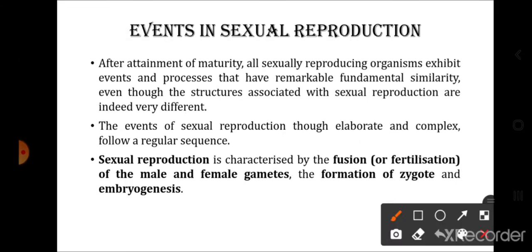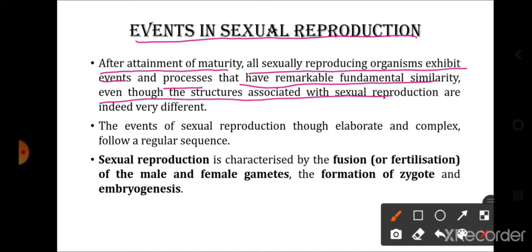Now, let us study what are the various events which occur in sexual reproduction. What are the processes occurring during the process of sexual reproduction? After attainment of maturity, all sexually reproducing organisms exhibit events and processes that have remarkable fundamental similarity, even though the structures associated with sexual reproduction are indeed very different. So, all the organisms after attaining sexual maturity are capable of reproducing by sexual reproduction.